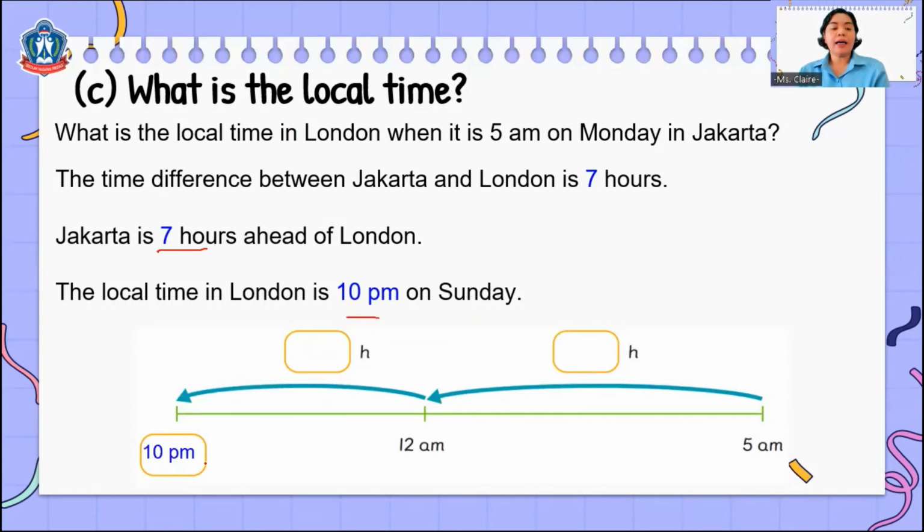Let's take a look here. If the local time in London is 10 p.m. on Sunday, if we add 2 hours, that is already midnight. Since Jakarta is 7 hours ahead, we add 5. It means that it's already 5 in the morning in Jakarta, and that is already Monday. In London, that is still Sunday, 10 p.m. So that's the time difference between these two cities.